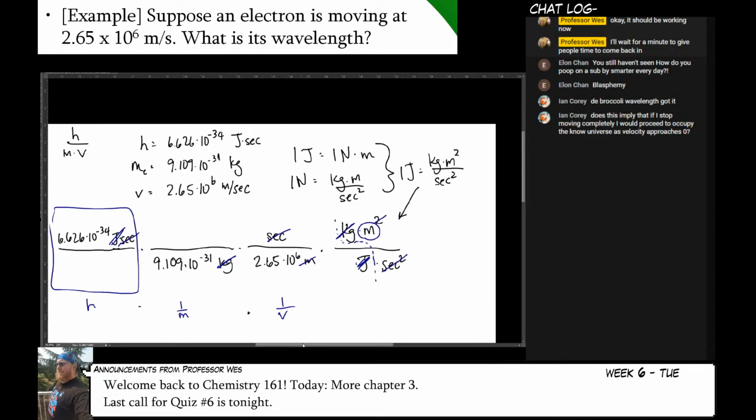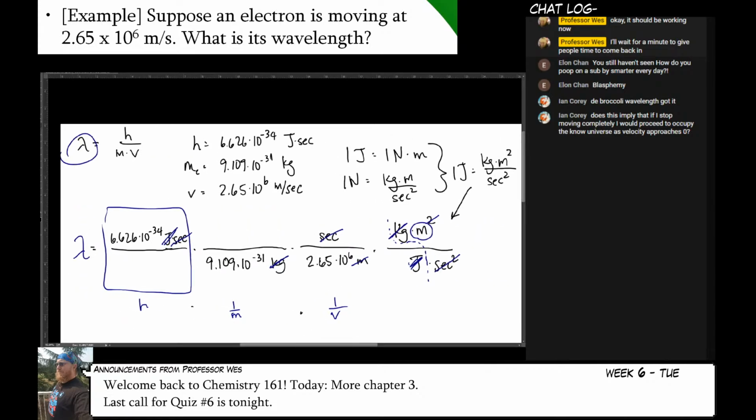So if I enter my numbers in this manner, I will get a result that is in meters, and that will be the wavelength of this electron. So let's type that in real quick. And I get 2.74 times 10 to the minus 10 meters.